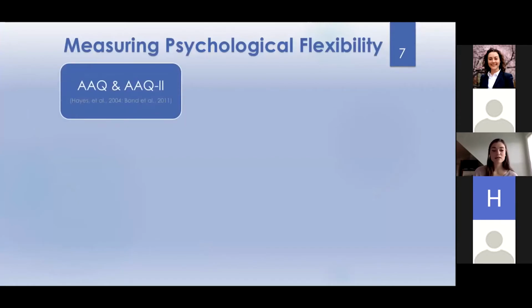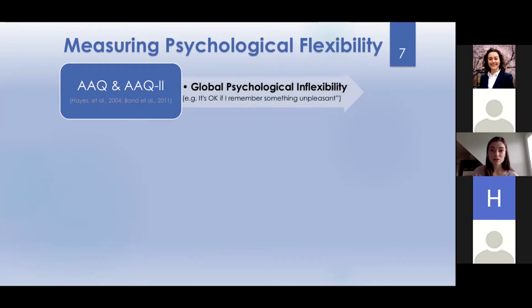Within these studies, despite the conceptual precision of the hexaflex model, the majority of these studies have used the AAQ to measure psychological flexibility. The AAQ and its revised version, AAQ2, is the most widely adopted measure. But in recent studies, it's been found that it's actually just measuring global inflexibility and doesn't assess or measure all of the dimensions of the hexaflex model.